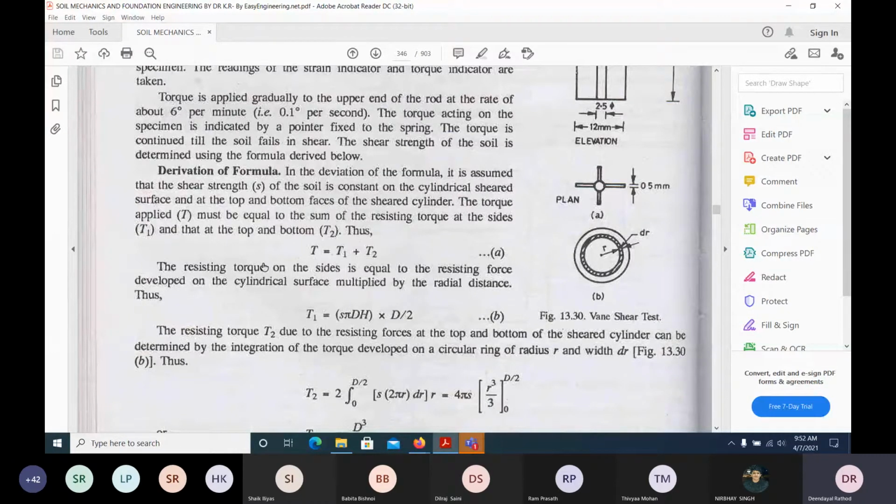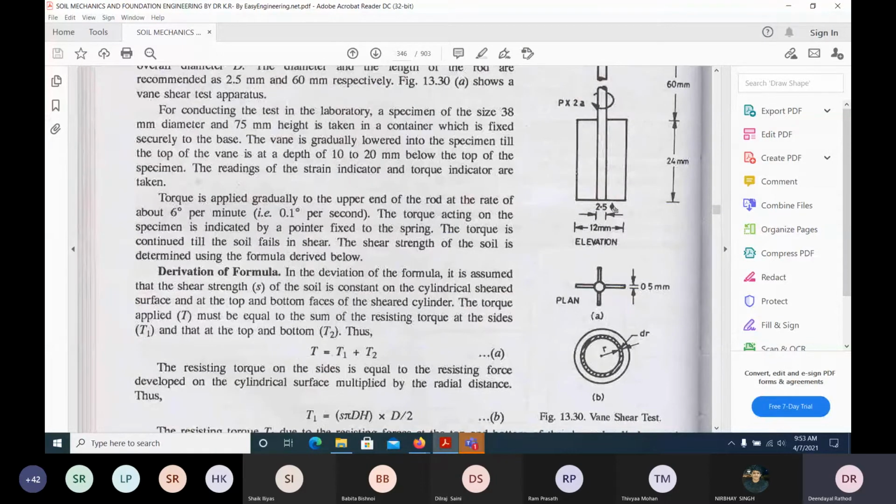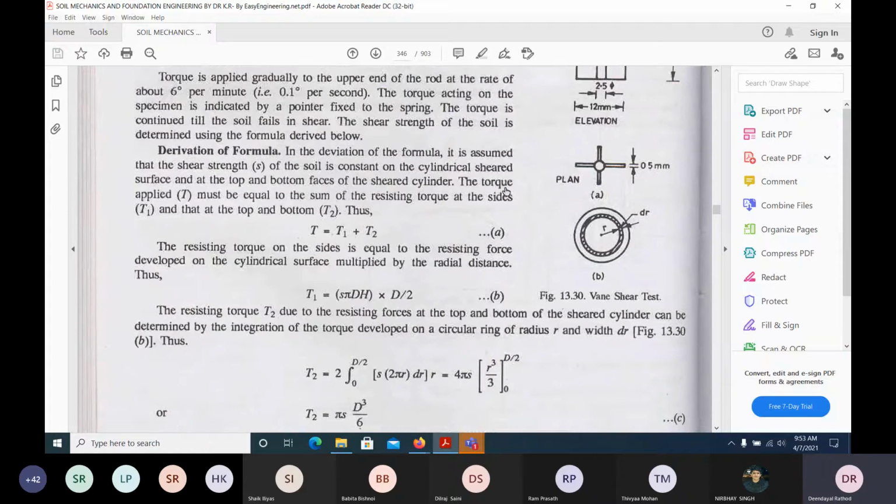So the resisting torque at the sides also will be there. Hope you are visualizing. Okay, this is the vane. This is the top view of the vane. So there is side resistance here, this side. It is like a circle, right? A whole circle, and this would be the sides. And there would be the top and the bottom here and here. So this is the side. Understand? This is the side and this is the top and the bottom. Okay, that's what is given.